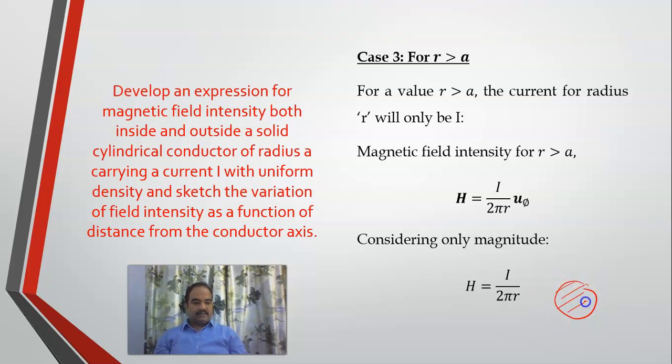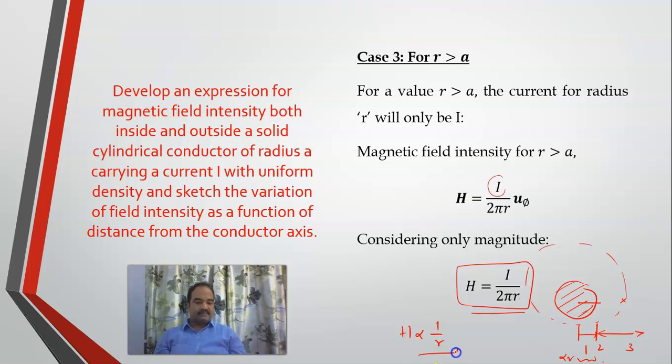So this is my conductor. It has region 1, region 2, and region 3. Here it was proportional to R, here it is independent of R, and here again the formula will be H is equal to I by 2 pi R, because the current was only I itself. Even at this point, what is the current enclosed? Only I is the current enclosed, so H is I by 2 pi R. What is increasing? R is increasing, so now H is proportional to 1 by R.